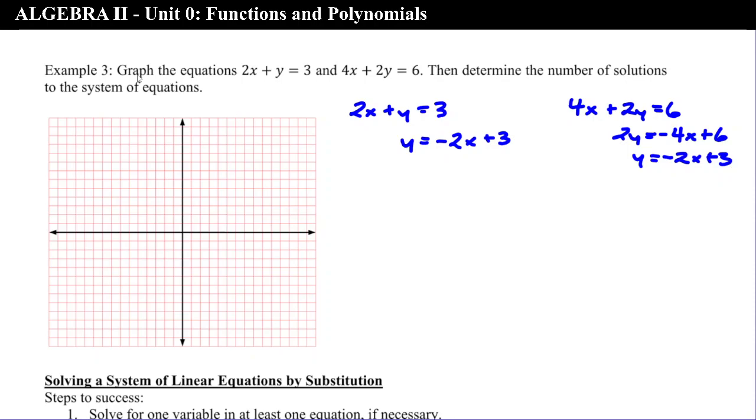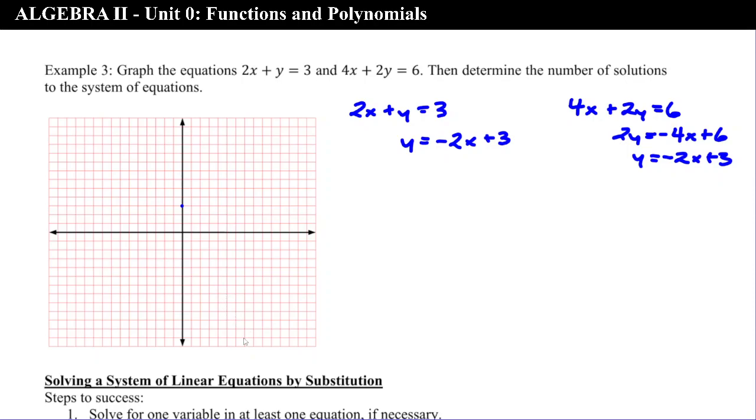So for those of you who do not like drawing as much, the good news here is you only have one line to draw. Our y-intercept is 3. Our slope is negative 2. So we're going to go down 2 and over 1, down 2 and over 1, down 2 and over 1, so on and so forth.